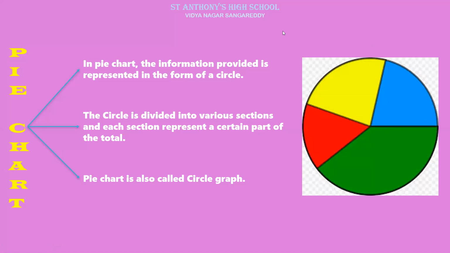Okay, so this is a pie chart. A pie chart is nothing but a circle chart, a circle graph. If you divide a circle into parts according to the collected data, this representation is called a circle chart or pie chart.